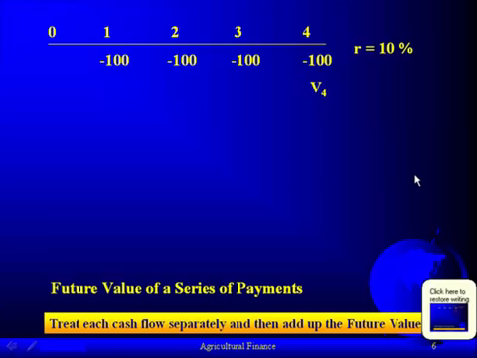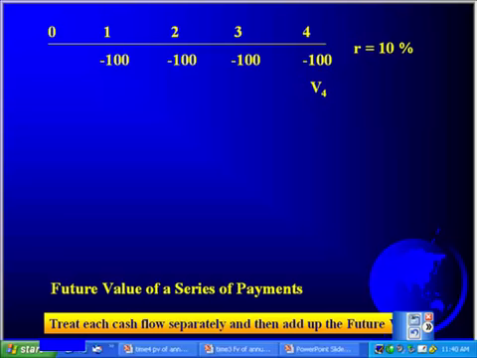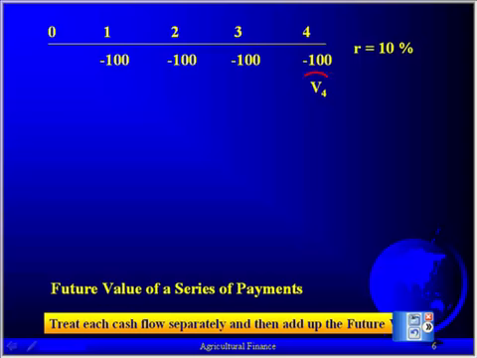Now in this particular case, what we're going to do to figure out this V4, we're going to take each cash flow, do it separately, and then sum up each of the quantities. All right? That's the process that we're going to use to solve this particular problem.